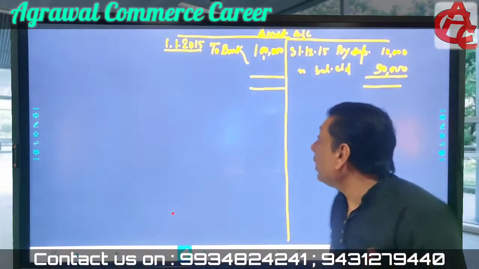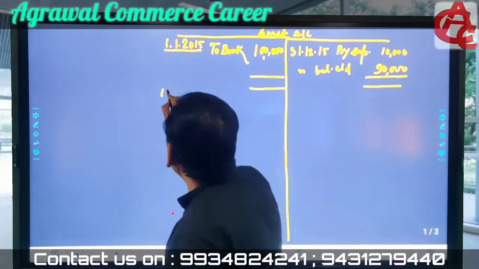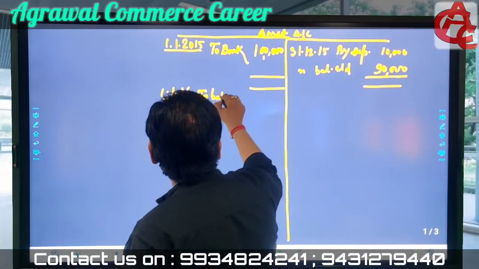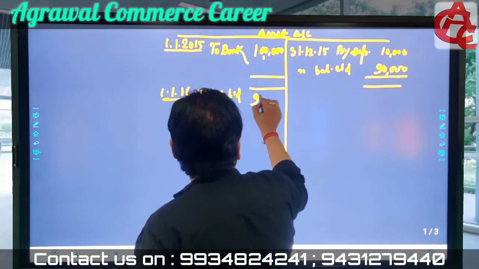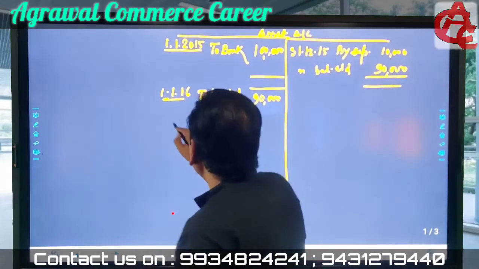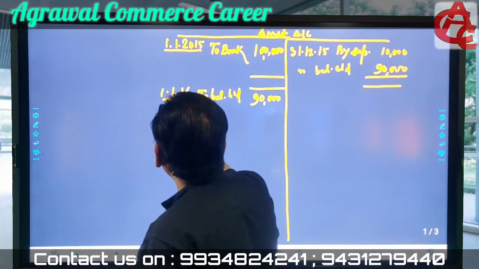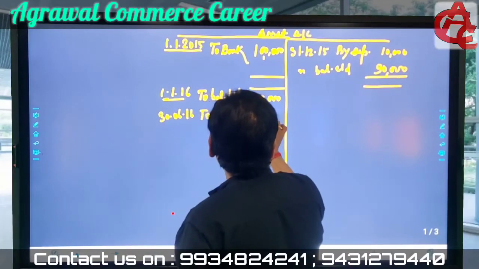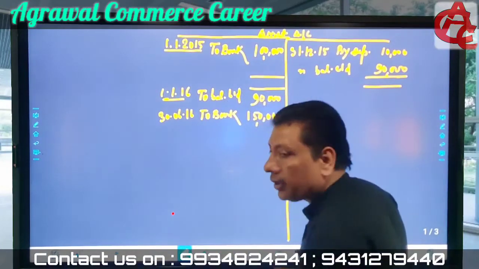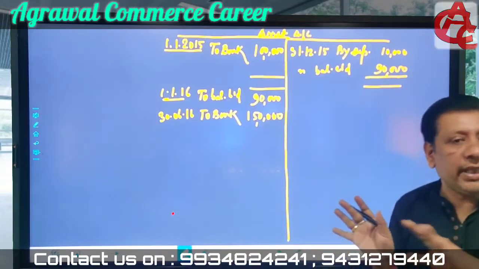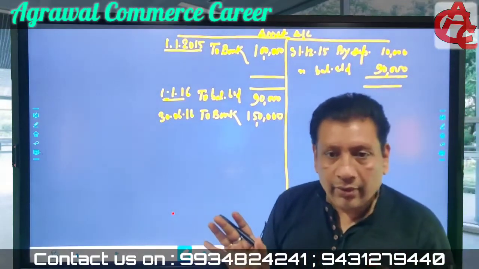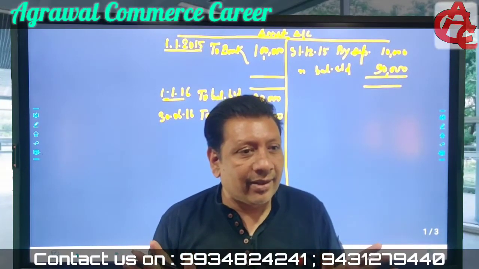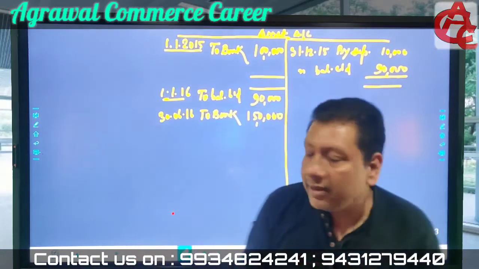Okay. Now, first 1/16, to balance 90,000 I have taken, and 30th 6/16, to bank, yet another asset was purchased. Such types of things create headache in your mind? No, sir. Very good. It doesn't create any hurdle. Very nice.